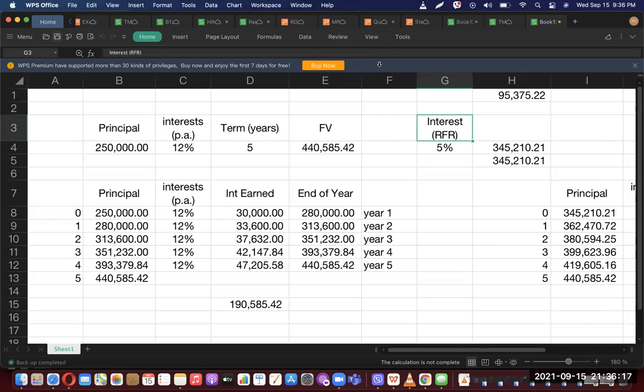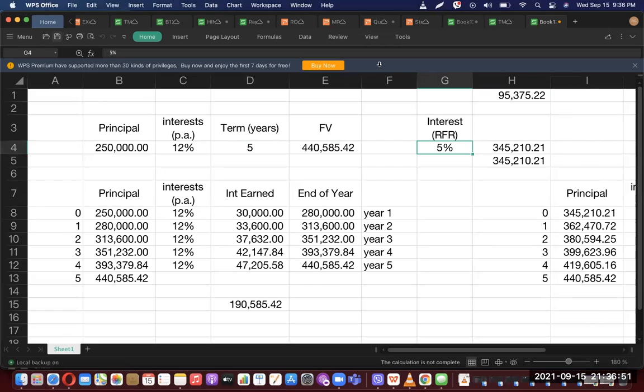Sana maintindihan nyo guys yung difference ng forward rate, which is 12%, at saka yung risk-free rate na 5%. If you have any concern or nahihirapan kang intindihin, sir, ano ibig sabihin ng bakit magkaiba yan, 12 saka 5? Ba't hindi pareho? Yung forward is binabayaran nung tao dun sa principal, or institution sa principal, diba? Itong interest rate is kumbaga yung magiging value niya sa ngayon.